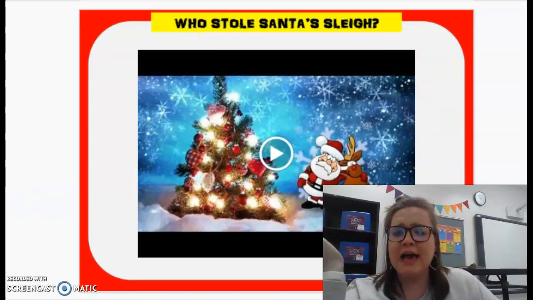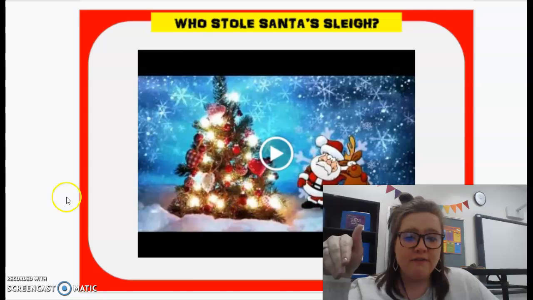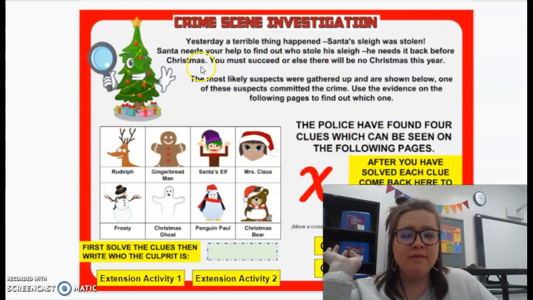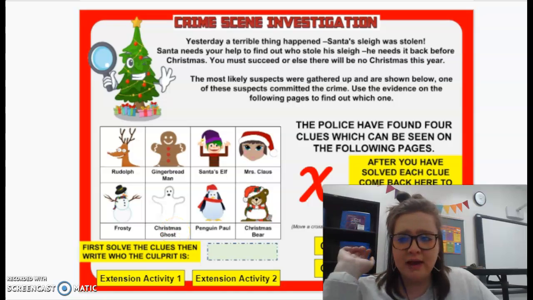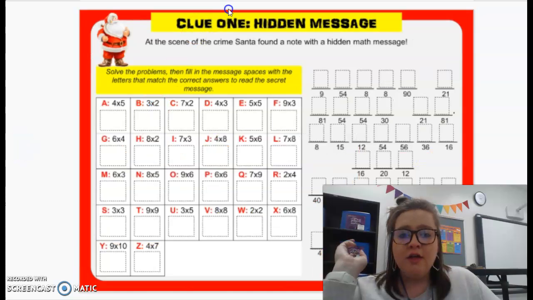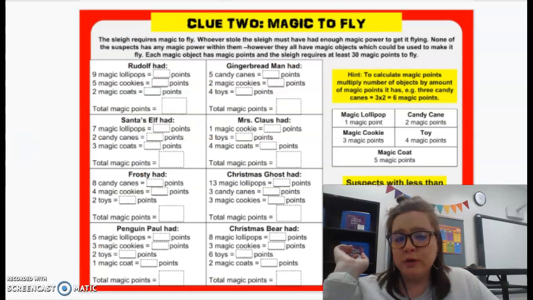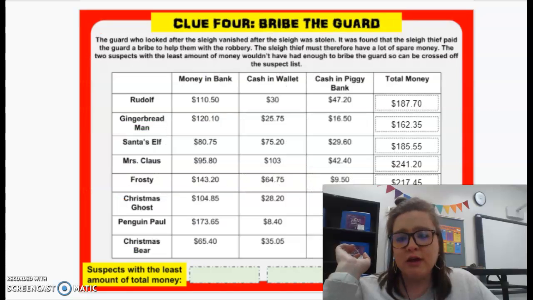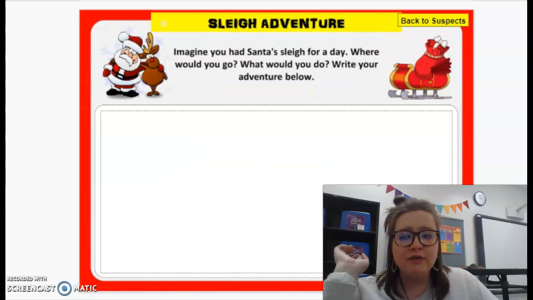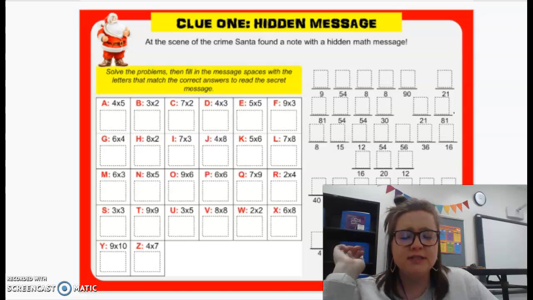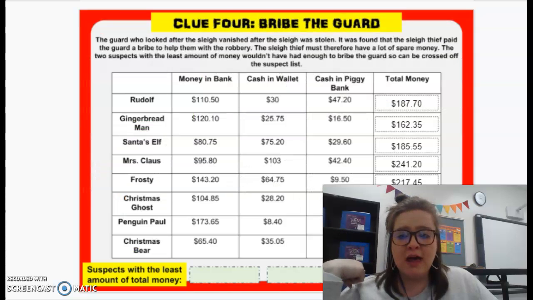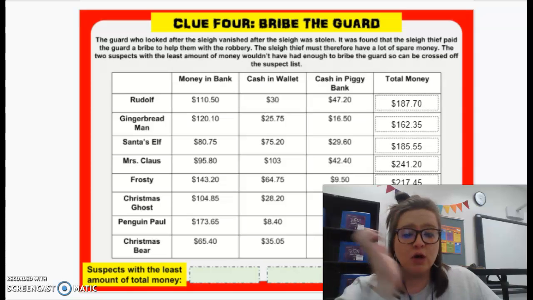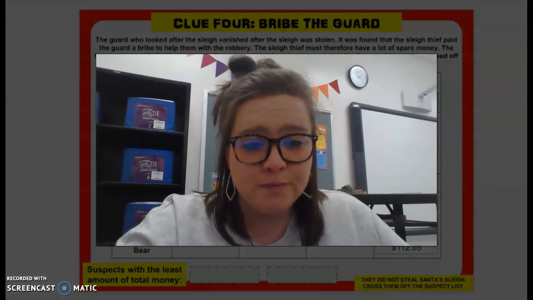So just to recap, this is a video that you need to watch. These are giving you your directions, and this is where you're going to move the X's over the people as you eliminate them because they are not the ones who stole Santa's sleigh. You're doing clue 1. You're doing clue 2. I did clue 3 and 4 for you, and then you're filling out these 2. So clue 1 is on Tuesday, which is today. Clue 2 is on Wednesday, tomorrow, and then these last 4 slides are going to be on Thursday.